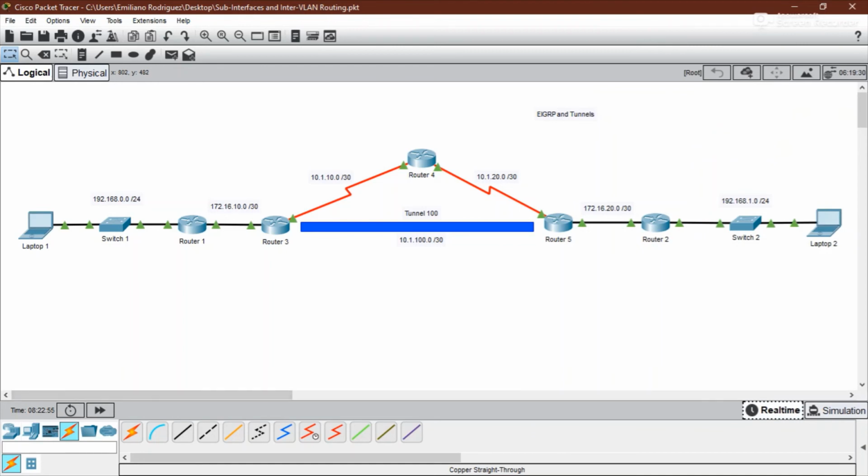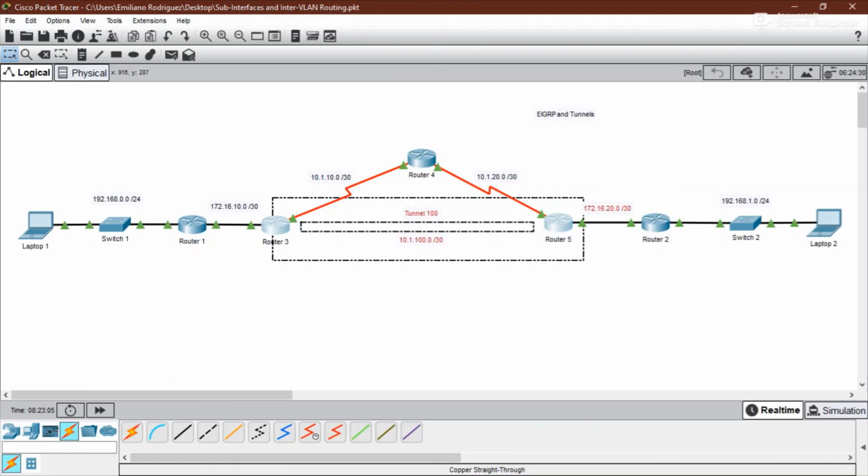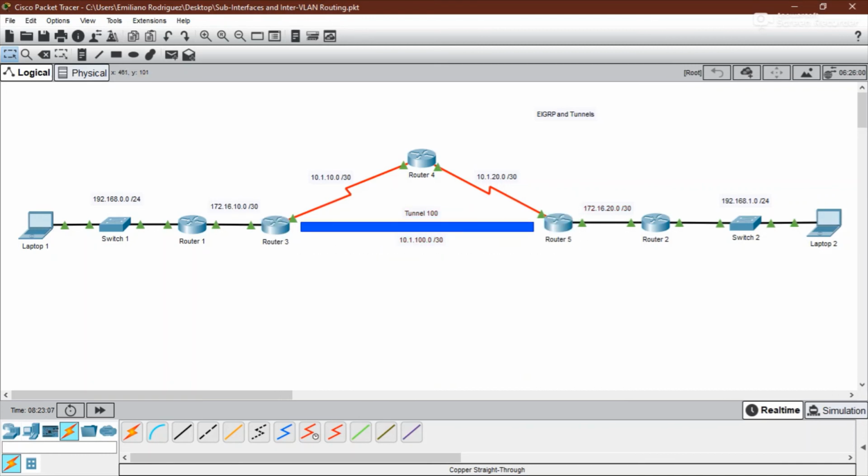And now we have connectivity from one local area network to the other local area network using EIGRP and a tunnel to connect the two over a wide area network where EIGRP is not enabled.